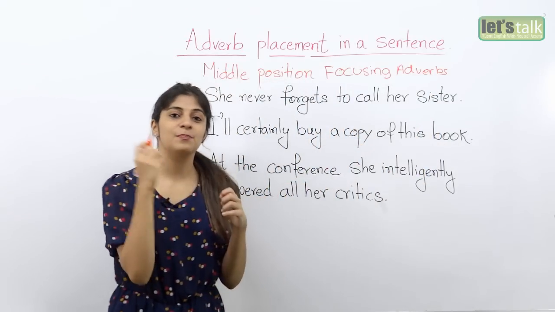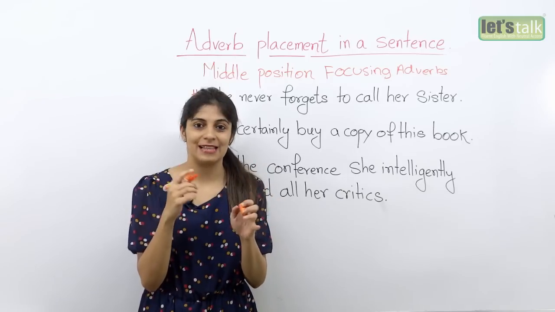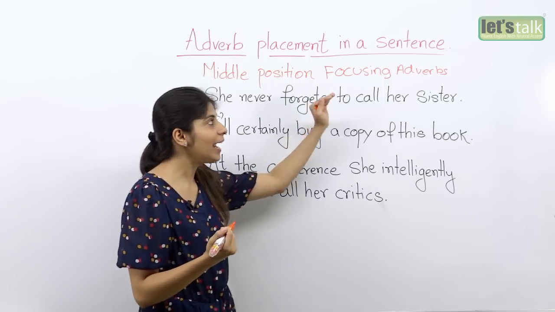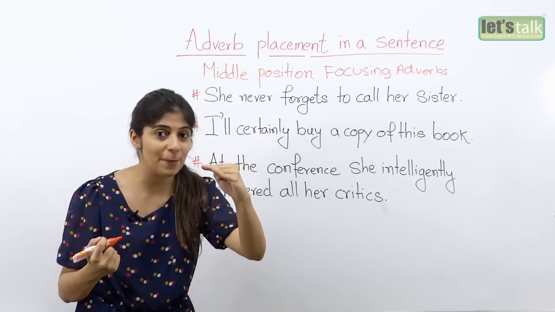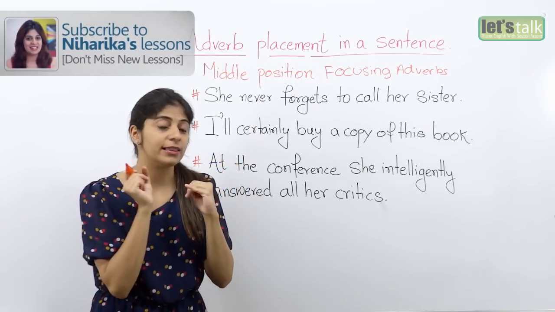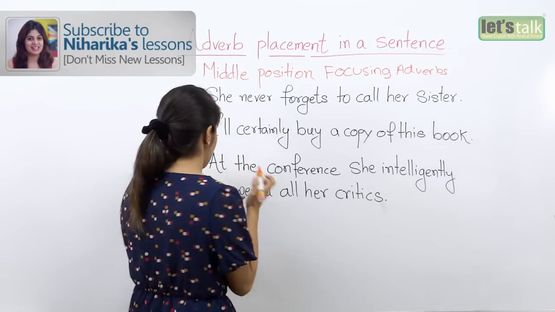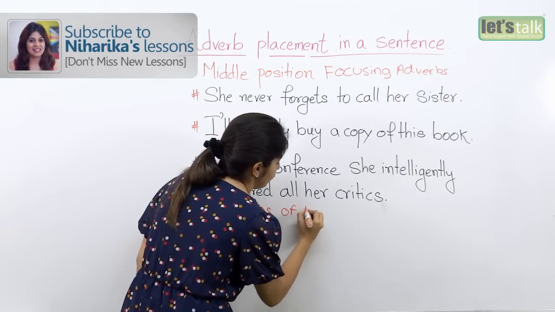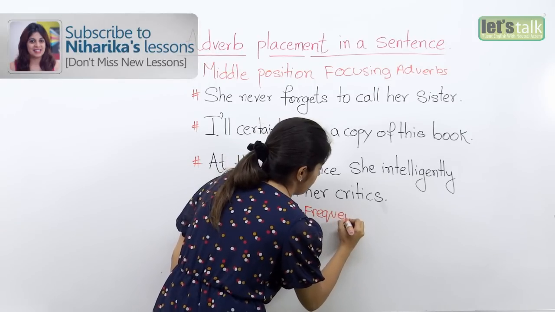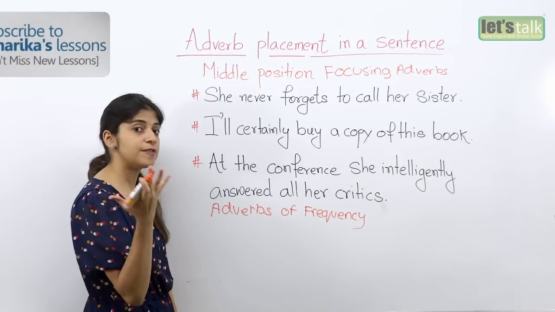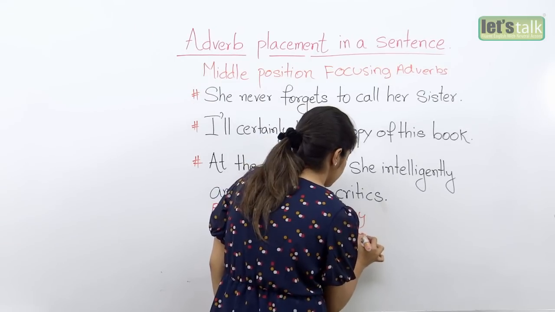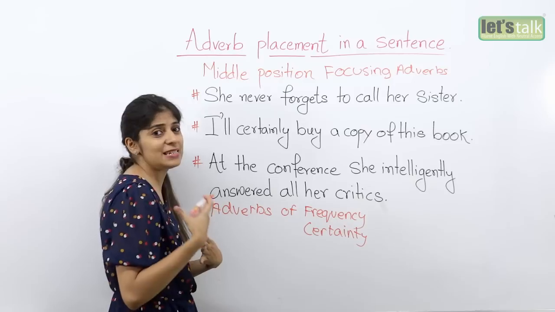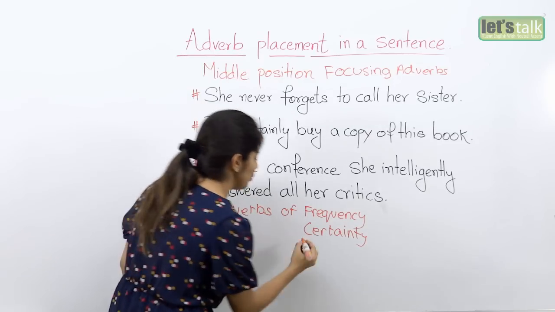Now, focusing adverbs put emphasis on one part of a sentence in order to modify the other part of a sentence. Okay? Now, what kind of adverbs modify or add information to the other part of the sentence? Well, they are the adverbs of frequency. Okay, so I'll write it over here. Adverbs of frequency. Then we have adverbs of certainty. So adverbs of frequency, adverbs of certainty, and comment adverbs, which means, well, I'll explain that to you.